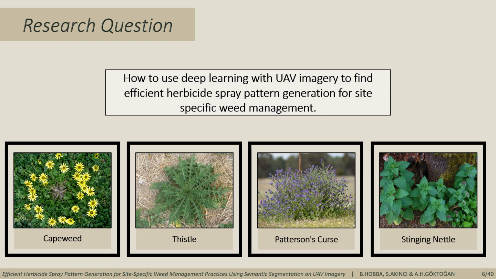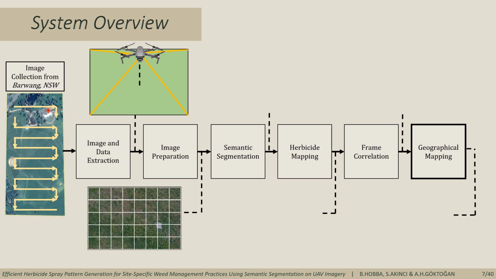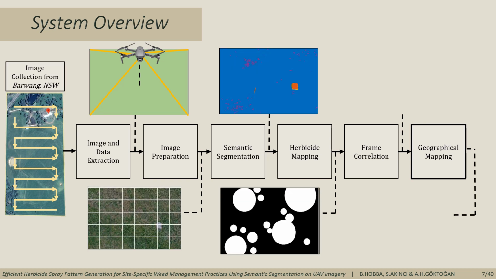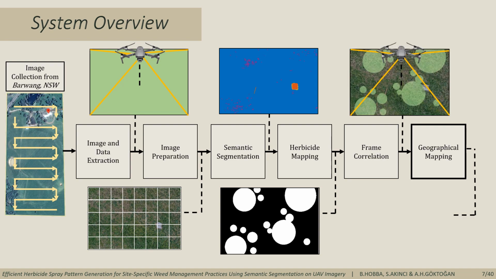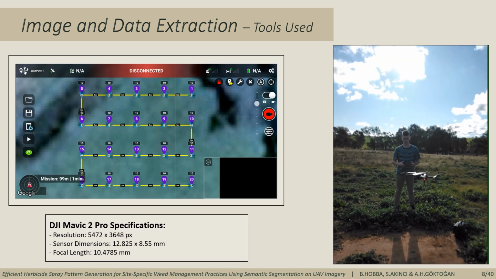The targeted weeds will be capeweed, thistle, Patterson's curse, and stinging nettle. The workflow to accomplish this is summarized into image collection, image and data extraction, image preparation, semantic segmentation, herbicide maps, frame correlation, and mapping. The first step was to obtain data of weeds in a rural environment.